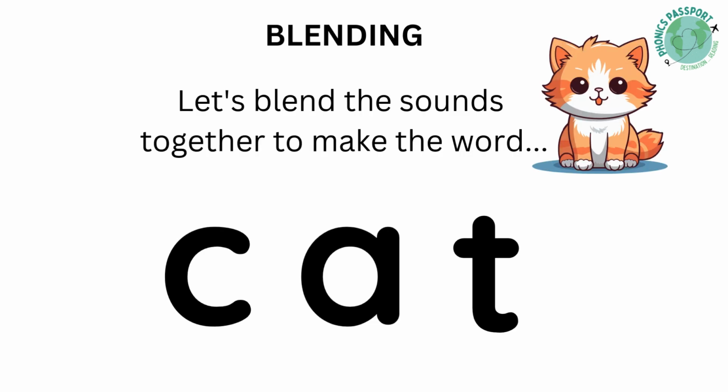Blending time. Let's blend these sounds together to make the word cat. Here's an example of what to say to your child. Let's blend these sounds together. Ready? K, a, t. Now let's blend them quickly. Cat. What's the word? Cat. Yay, you did it.